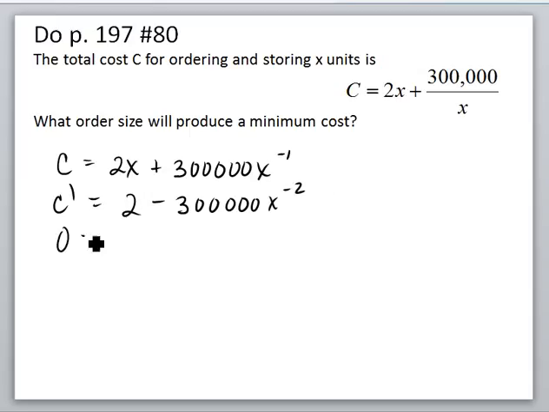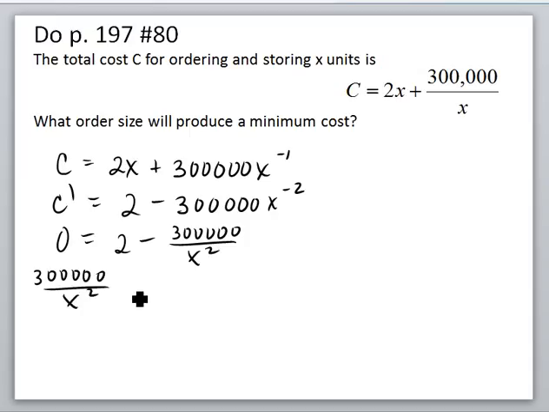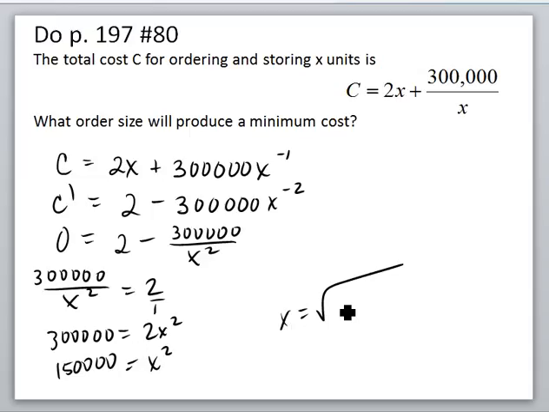Well, I'll set this equal to 0. Move my 300,000 over x squared to the other side. Multiply or cross multiply, get 2x squared equals 300,000. Divide by 2, that gives me 150,000. And then I will square root the 150,000.